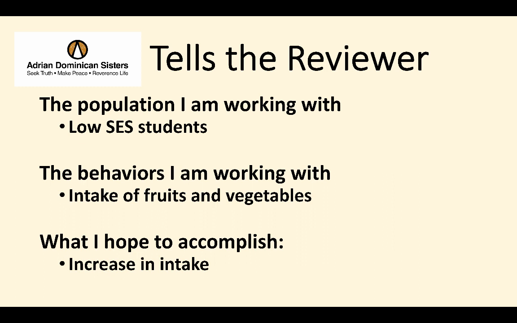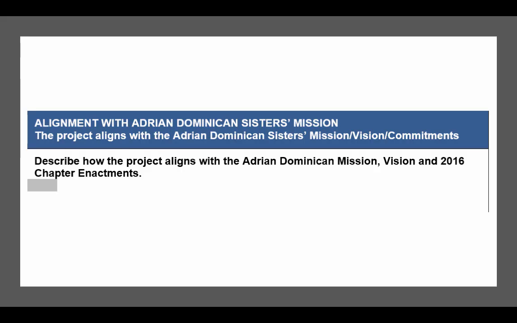The mission of my funding agency is to provide low-income families with the skills necessary to increase fruit and vegetable consumption. If you are the reviewer on my grant, comparing what I say I'm doing to the mission, then I match. Now, the next thing you have to do is state how your project aligns with the Adrian Dominican mission, vision, and 2016 chapter enactments. People generally do not have any difficulty with this section, and I will not be discussing it.